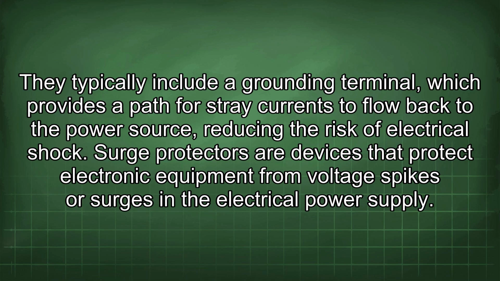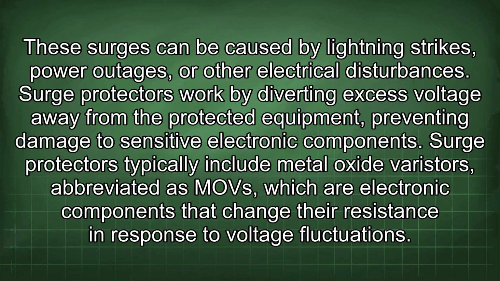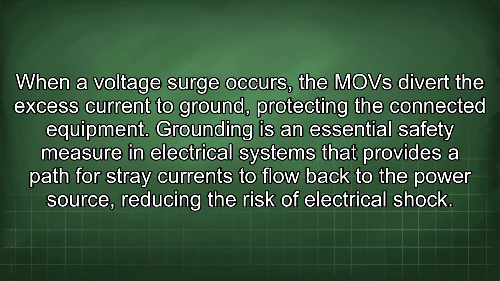Surge protectors are devices that protect electronic equipment from voltage spikes or surges in the electrical power supply. These surges can be caused by lightning strikes, power outages, or other electrical disturbances. Surge protectors work by diverting excess voltage away from the protected equipment, preventing damage to sensitive electronic components. Surge protectors typically include metal oxide varistors, abbreviated as MOV, which are electronic components that change their resistance in response to voltage fluctuations. When a voltage surge occurs, the MOV diverts the excess current to ground, protecting the connected equipment.